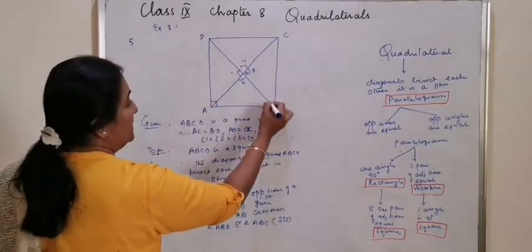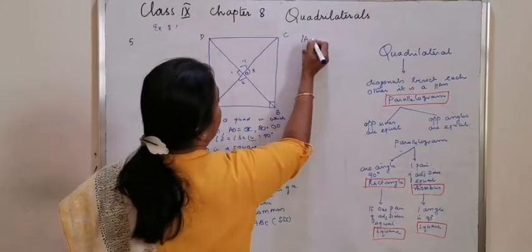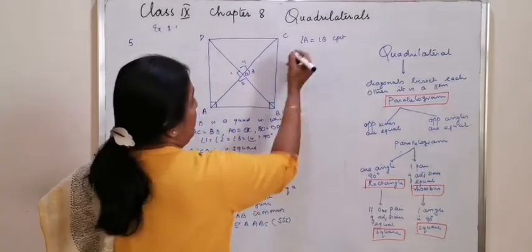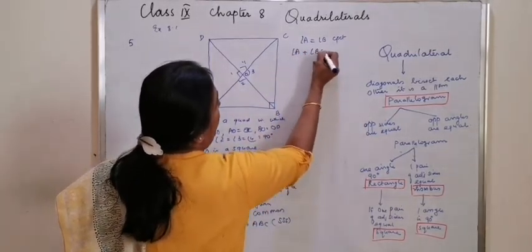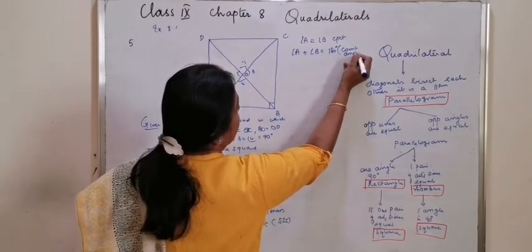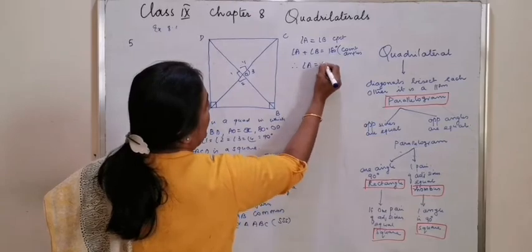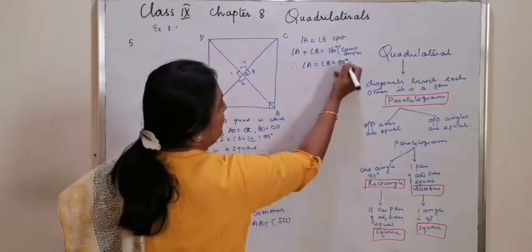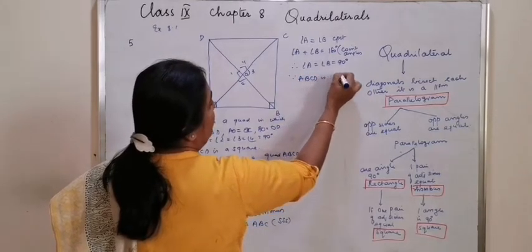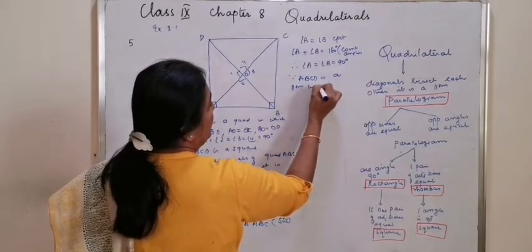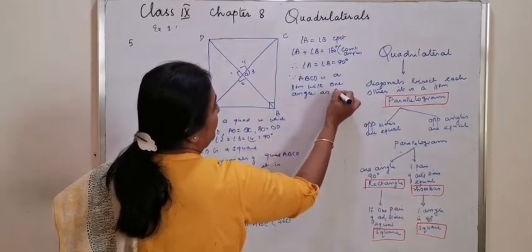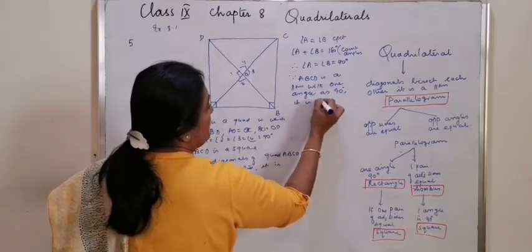Angle A is equal to angle B by CPCT. As in the previous proof, A plus B is equal to 180, co-interior angles. Therefore, angle A is equal to angle B is equal to 90 degrees. Since ABCD is a parallelogram with one angle as 90 degrees, it is a rectangle.